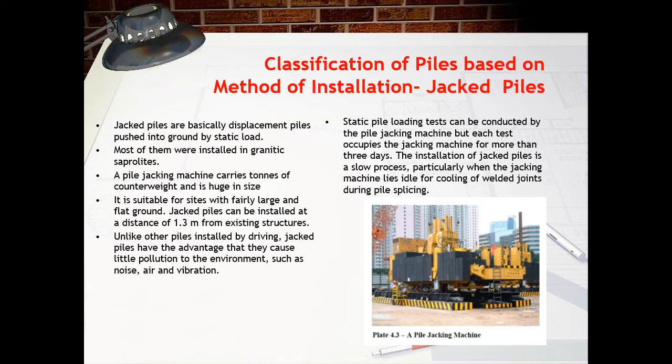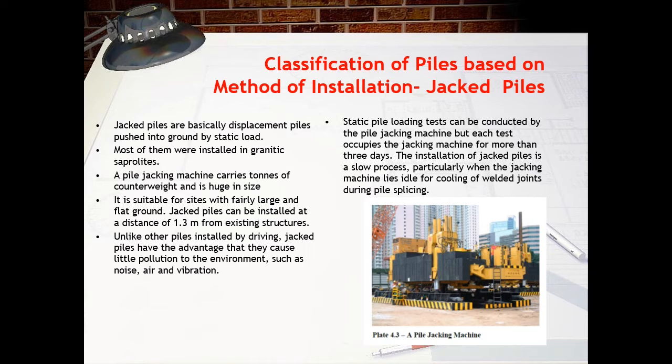Jack piles are basically displacement piles pushed into the ground by static load. Most of them were installed in granitic saprolites. So ini adalah jenis rock di bawah tanah. A pile jacking machine carries tons of counterweight and is huge in size. It is suitable for sites which have fairly large and flat ground. Jack piles can be installed at a distance of 1.3 meter from existing structures.